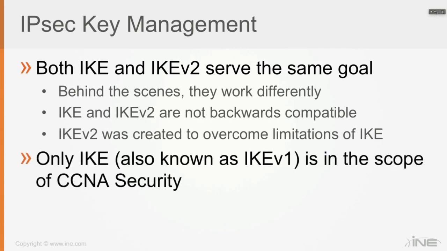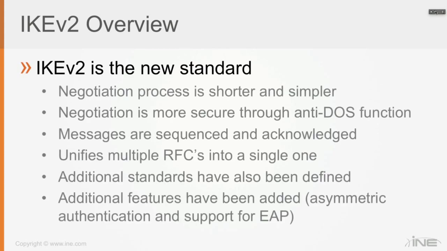Now for the CCNA Security, only IKE, which is also known as IKEv1, is in the scope. However, here is a basic overview of what IKEv2 adds as opposed to IKEv1. So everybody agrees that IKEv2 is the new standard, so ideally you should bring up IPsec VPNs using IKEv2 for a lot of reasons. I just added a couple of them here. First of all, the negotiation process is shorter and simpler. Negotiation is also more secure.